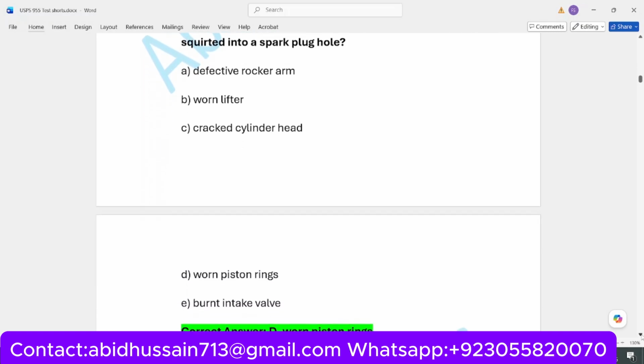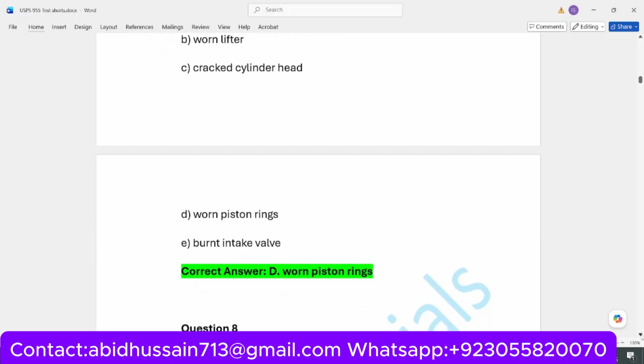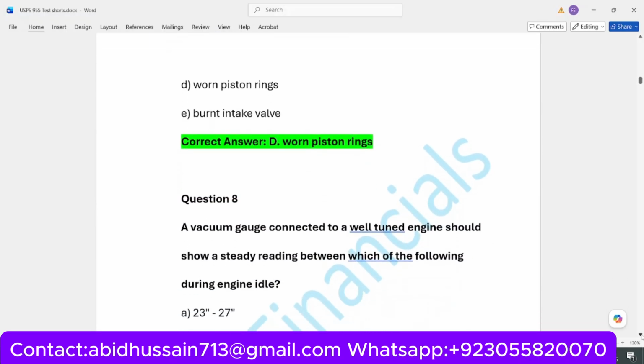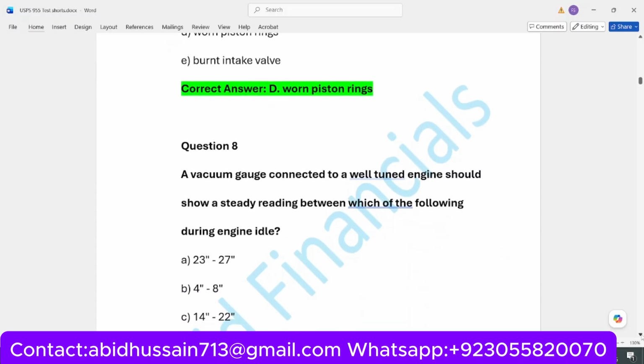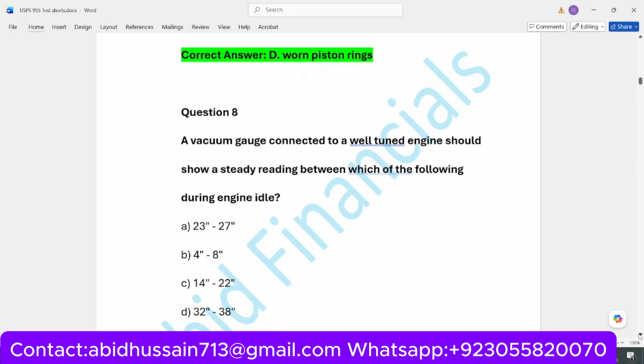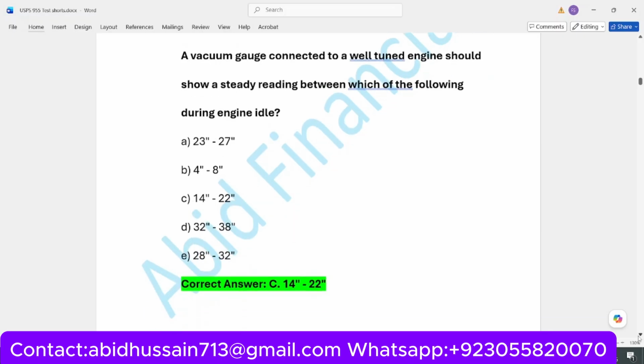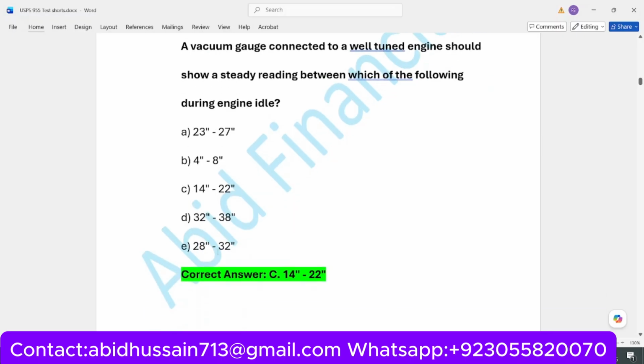Question number 8. A vacuum gauge connected to a well-tuned engine should show a steady reading between which of the following when the engine idles? 2 to 7, 4 to 8, 14 to 22, 32 to 38, and 28 to 32. The correct option is 14 to 22. Option C is the answer. Next question.